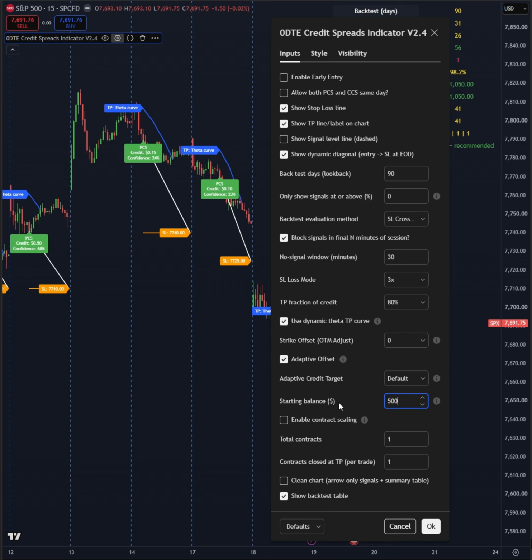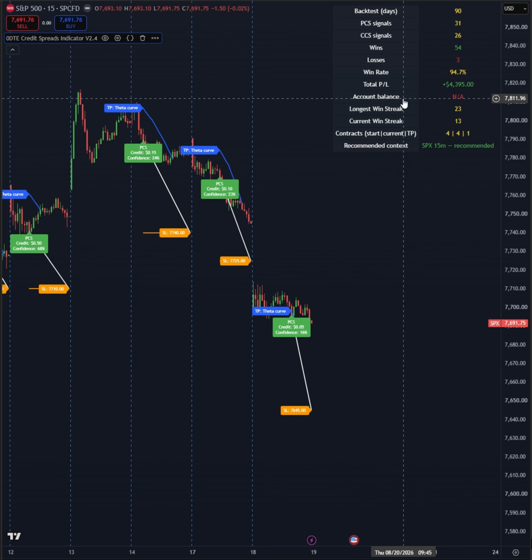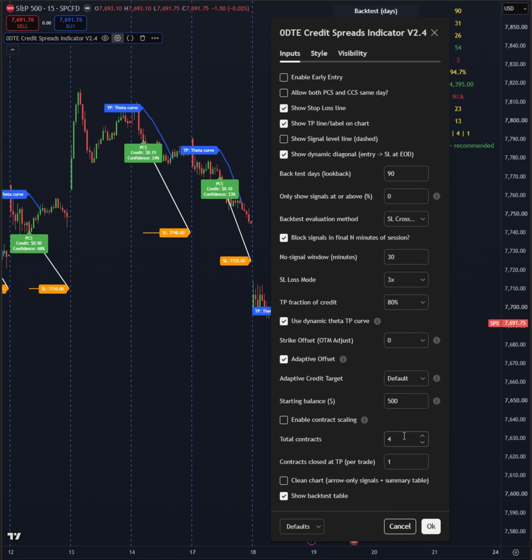Let's say I start off with $500, but I'm the type of person who wants to get 4 contracts. Well, as you know, each spread is about $500 collateral. So if I need 4 of them, that's not going to work out, because you can't do that. So the account balance is going to show NA. If you see NA there, that's probably because the relationship between your starting balance and total contracts does not agree. So if you have $500, you can only get 1.